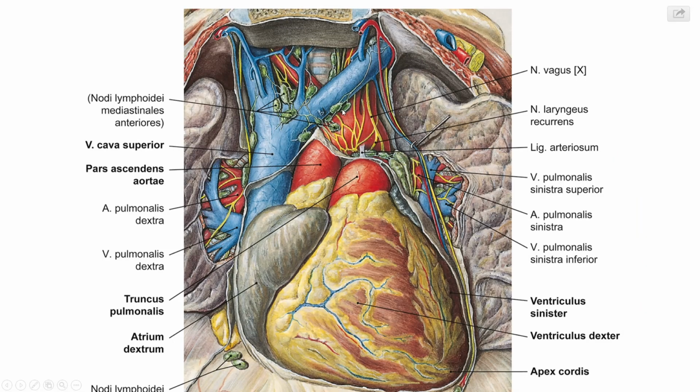Here another picture. Here we have the lung. Here we have, from outside view, the ventriculus sinister, ventriculus dexter, the apex cordis of the heart, the atrium dextrum. Here we have the atrium sinistrum, the vena pulmonalis dextra and vena pulmonalis sinistra, and the location of the heart. It's in front of the trachea.